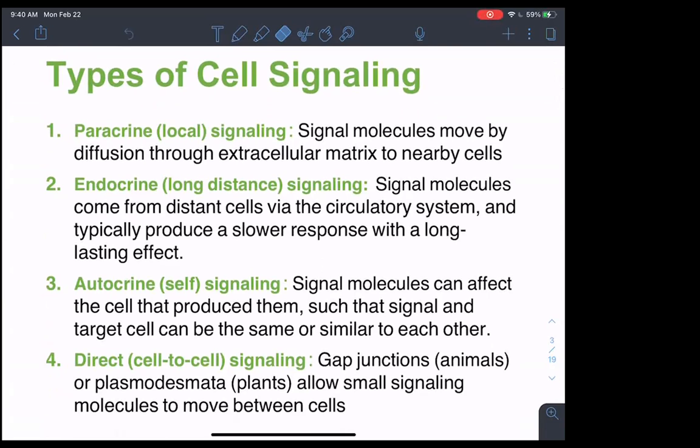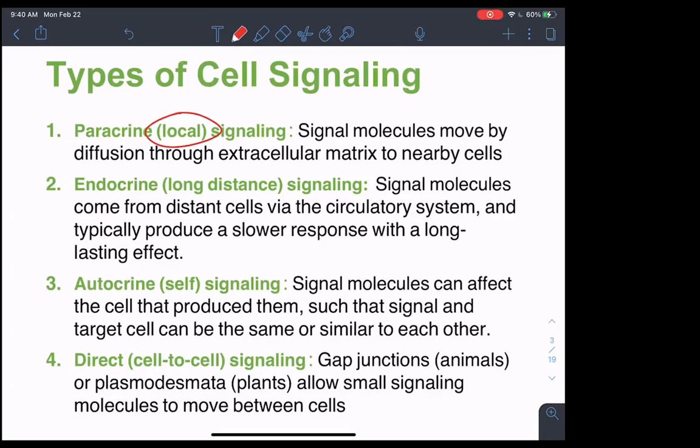There's paracrine signaling, which is local signaling. That means it is a signaling molecule that's going to move through diffusion of the extracellular matrix to nearby cells. So it's signaling other cells that are very, very close in proximity to the cell that's emitting the signal itself.